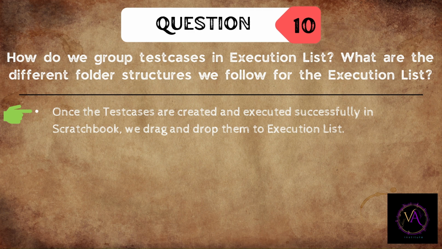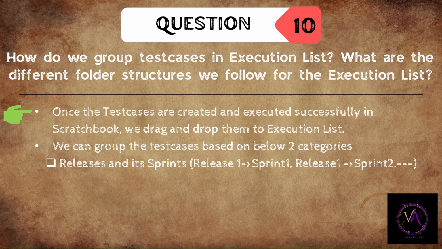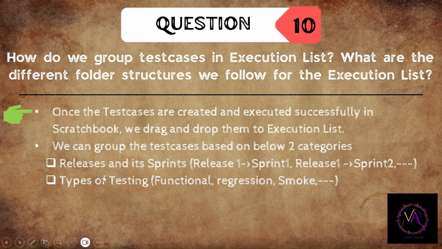Only after they verify, they will allow you to schedule these test cases in any of the scheduling platforms like Jenkins or Azure or GitLab or Qtest. Okay, so these are all some points. Now we can group the test cases based upon two categories. One category is releases and another category is types of testing.